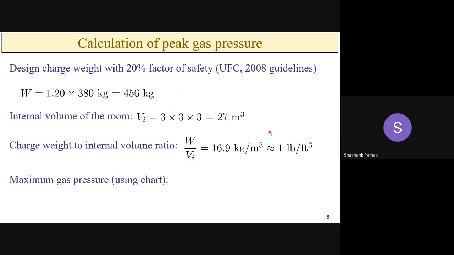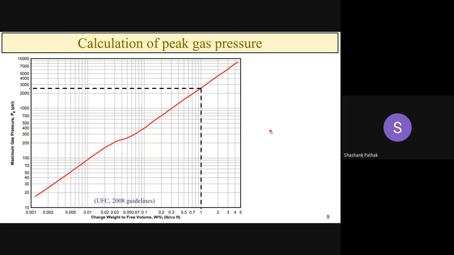So now there is a design chart from which we can read the maximum gas pressure. This is the chart that is given in this UFC guideline. See, on the x-axis, there is the charge weight to free volume ratio, in pound per cubic feet. This x-axis is in the logarithmic scale, and the y-axis is also in the logarithmic scale. On the y-axis, we have the maximum gas pressure, PG, in pound per square inch, PSI. So we have a charge weight to volume ratio of 1 pound per cubic feet, right?